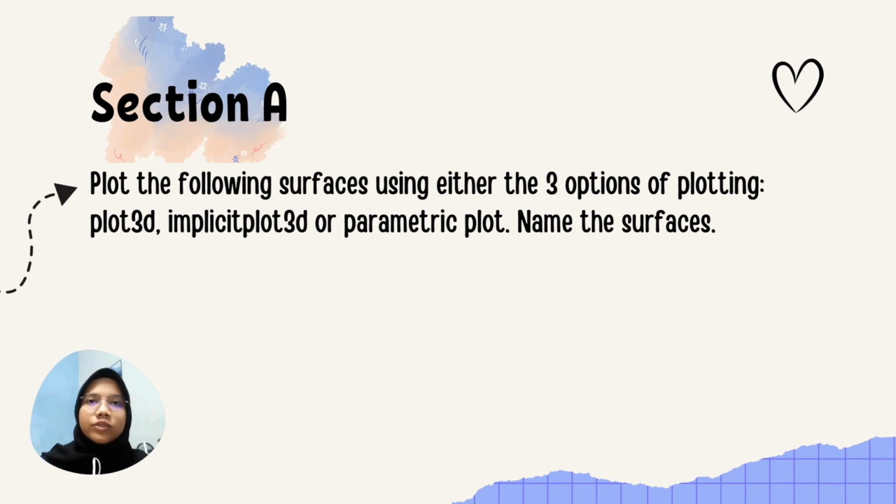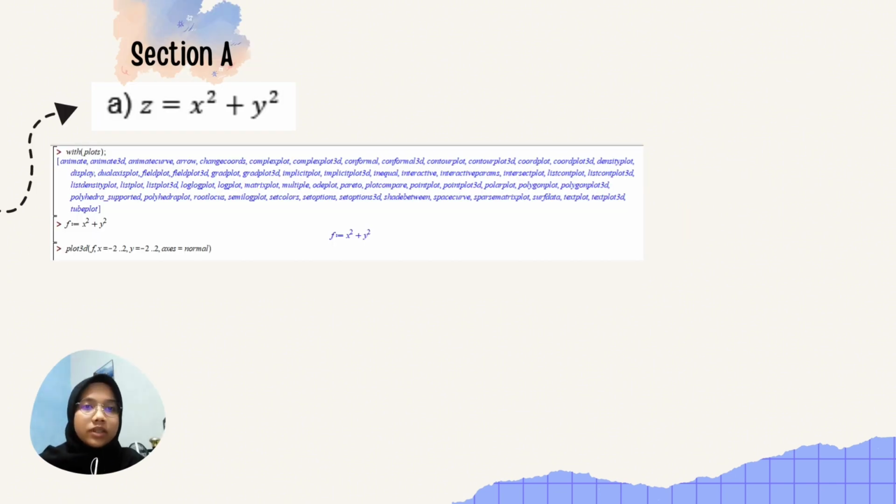For section A, the question asks to plot the following surfaces using any of the three plotting options, which are plot3d, implicit plot 3D, or parametric plot, and name the surfaces. We start with section A, question A. Question A is z equal to x squared plus y squared.